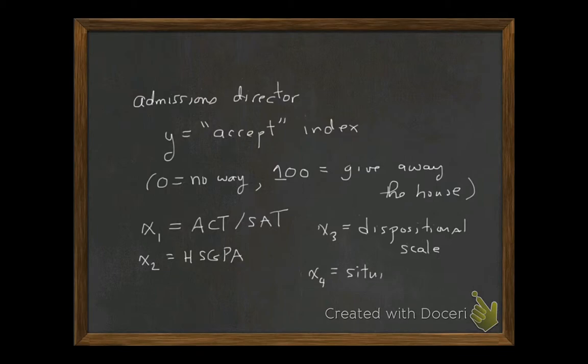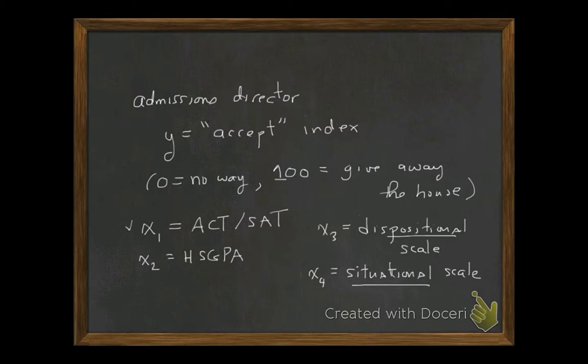And then there's an additional scale that the admissions director has called a situational scale. And guys, just for an FYI, situational and dispositional data have been shown to be extremely predictive of course success. And obviously, if you're going to be successful in your courses, there's a pretty good chance you're going to be successful in completing your degree. Not always, but not bad.